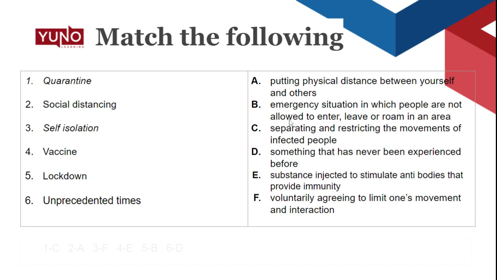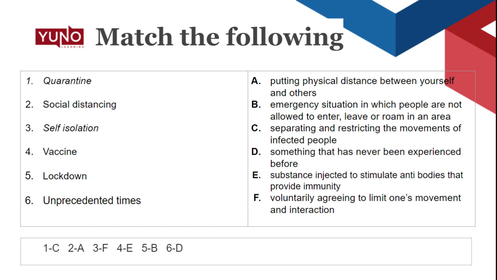The answers are: number 1, quarantine, that stands for C, separating and restricting the movements of infected people. Number 2, social distancing, that stands for A, putting physical distance between yourself and others. Number 3, self isolation, that stands for F, voluntarily agreeing to limit one's movement and interaction.